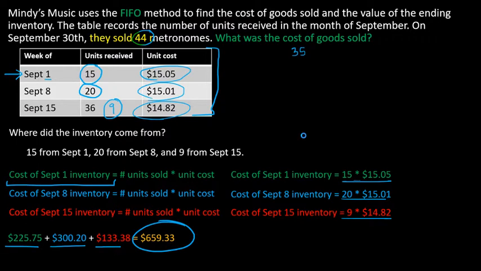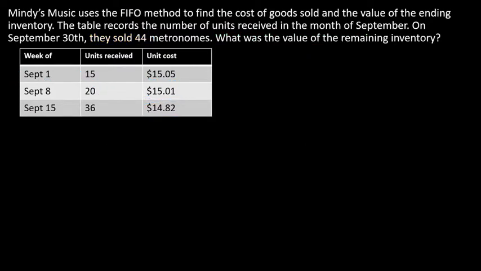Okay, and again, let's look at the flip side of that, looking at the exact same example, but we want to know what's the value of the remaining inventory. Well, again, they sold 44 metronomes, and we already figured out that that would mean that all 15 of these would be gone, all 20 of these would be gone, and we would have sold 9 of the September 15th metronomes, right? That's stuff we already figured out in the last slide.